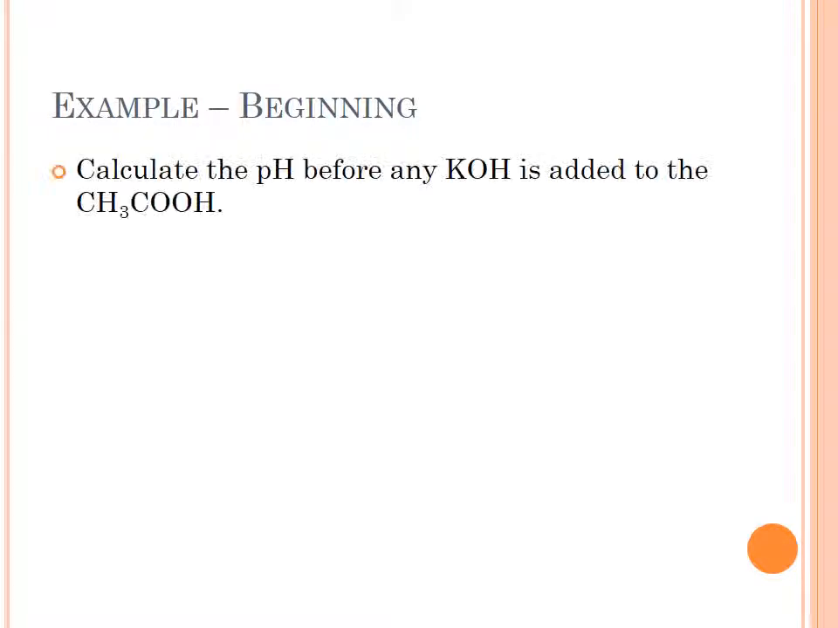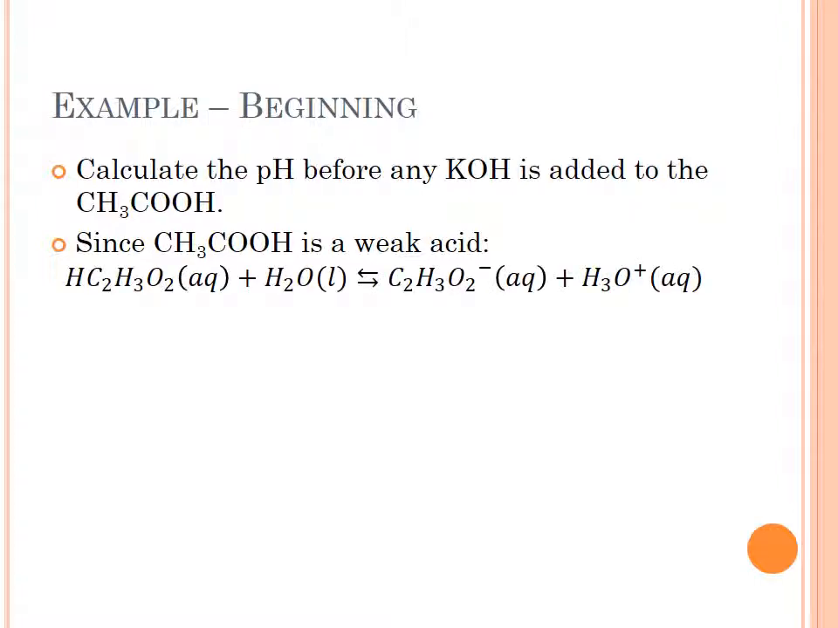At the beginning, we want to calculate the pH before I add any potassium hydroxide to the acetic acid. Since acetic acid is a weak acid, the calculation is going to be based on the equilibrium of acetic acid. So acetic acid plus water is going to form the acetate ion and the hydronium ion, and note that's an equilibrium.